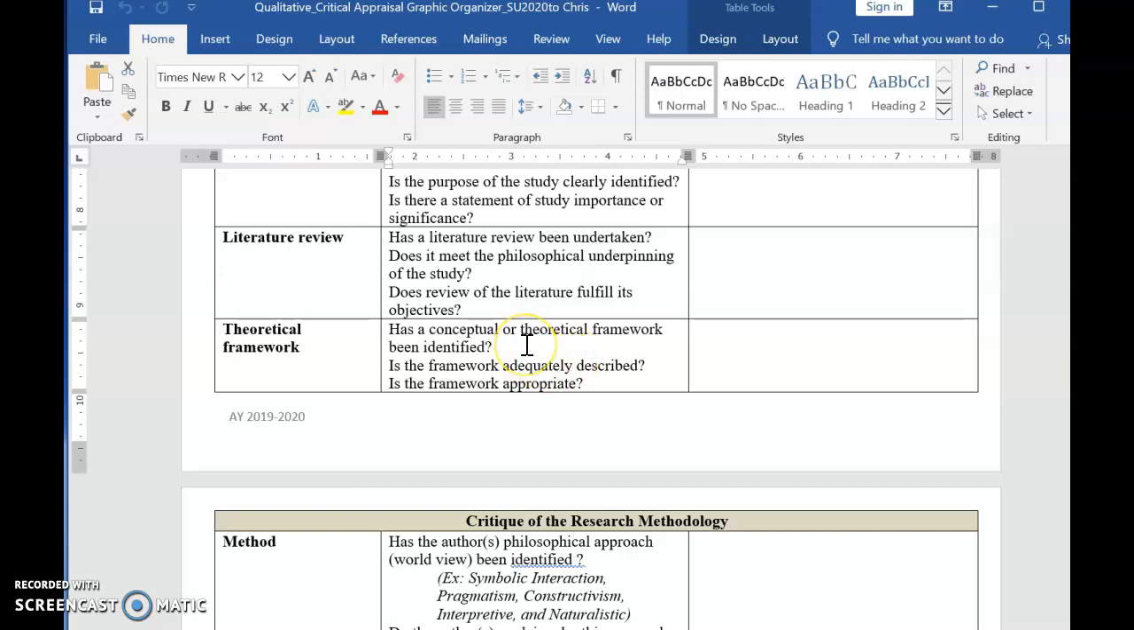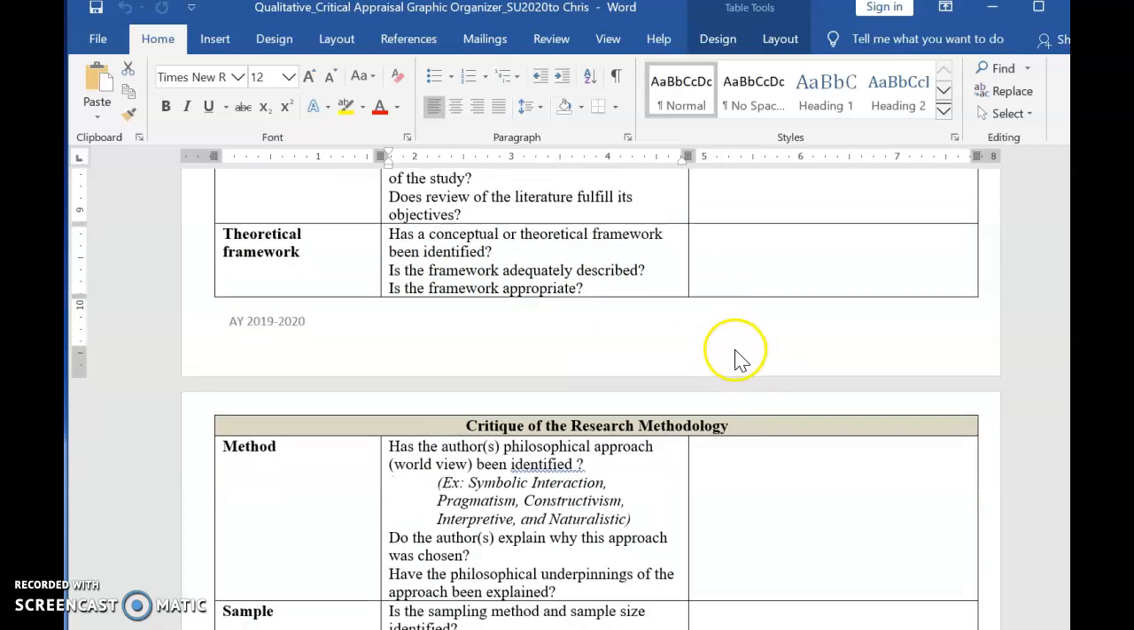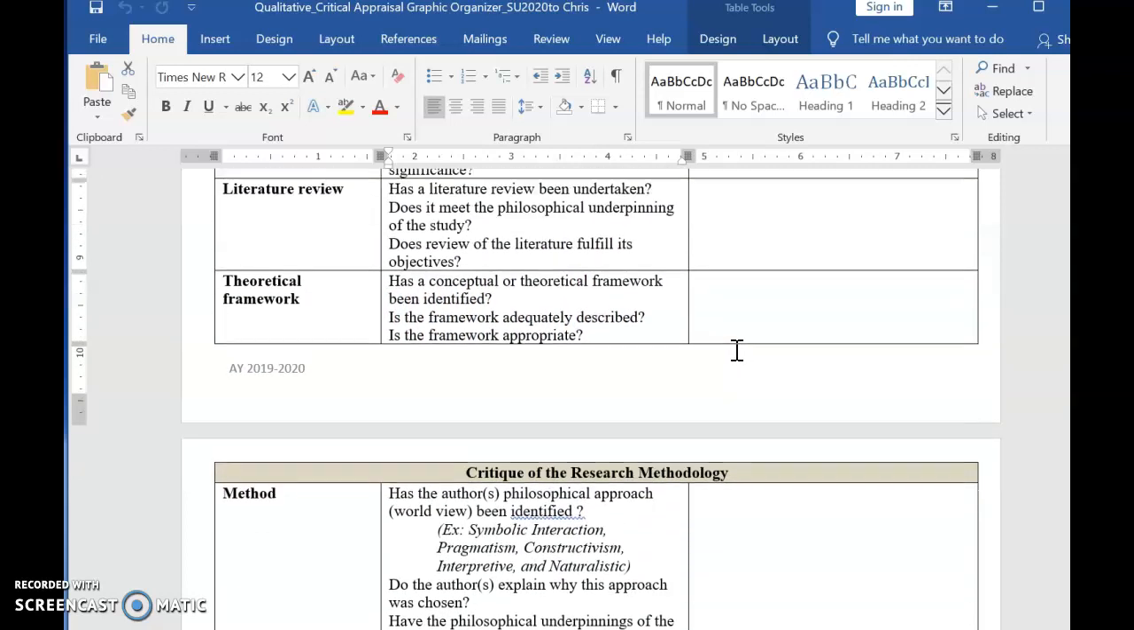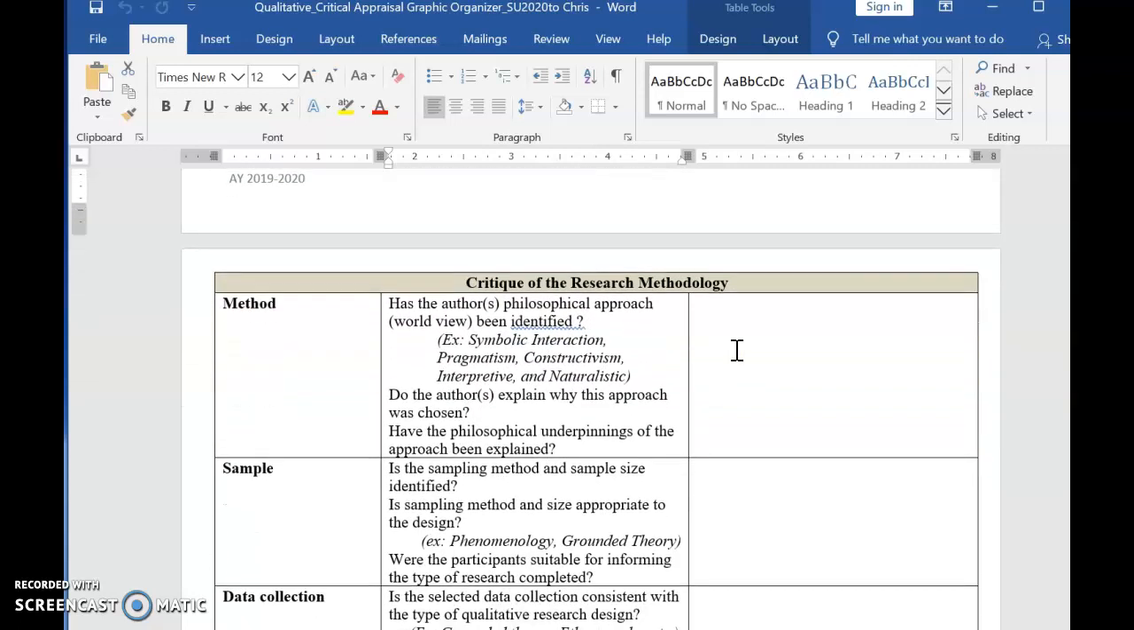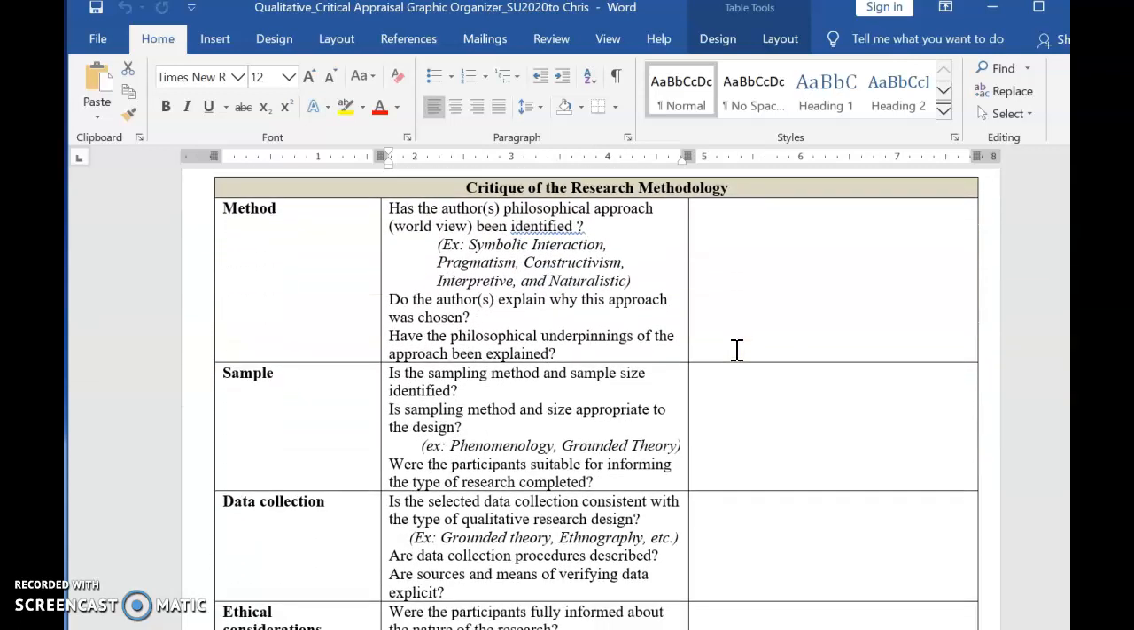So this is a yes or no question. It's either, do the researchers identify a theoretical framework, yes or no? You don't have to make one up for them. They have to say it if they're going to have a theoretical framework. So if they do say that there is a framework, then you have to answer these two questions. If they don't, then just say no. So don't make up any kind of a theoretical framework. The word should be in there if it's going to be in there for a qualitative study or a quantitative study. The next thing we want to look at is the method.